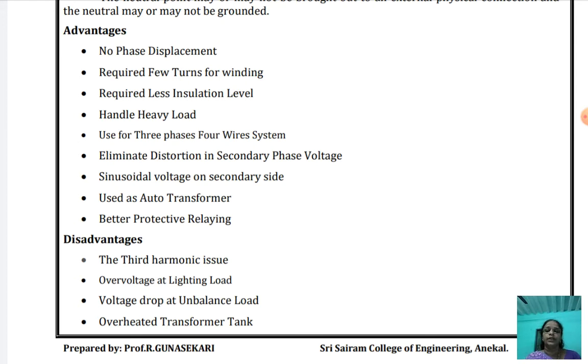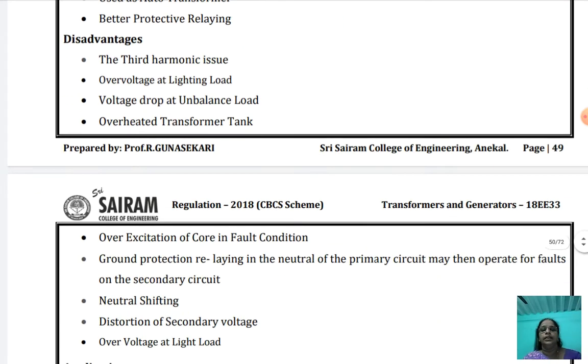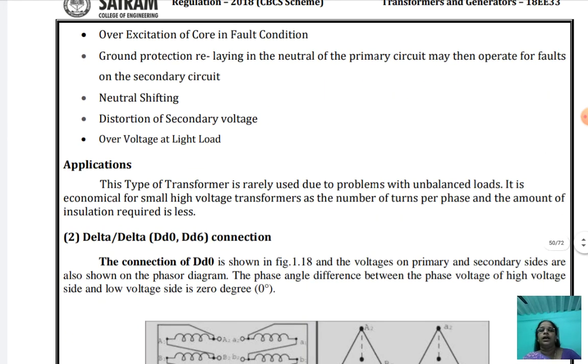The disadvantages are the problem of third harmonics, over voltage at light load, and voltage drop at unbalanced load, and an overheated transformer tank. Then next, over voltage at light load, distortion of secondary voltage, and neutral shifting. These are the disadvantages.